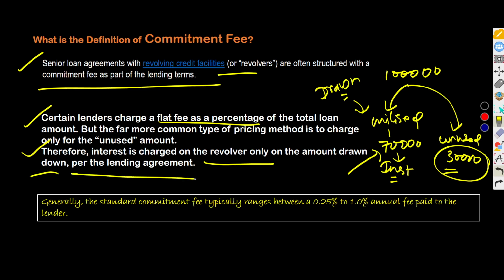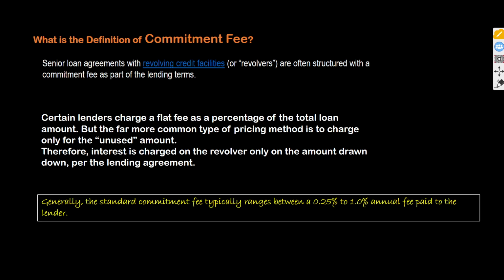All these terms you would see in the lending agreement. You can check all those terms. Generally the standard commitment fee typically ranges between 0.25% to 1% annual fees paid to the lender. This is the generic ratio which even I have seen practically whenever we were dealing with loan agreements and all.